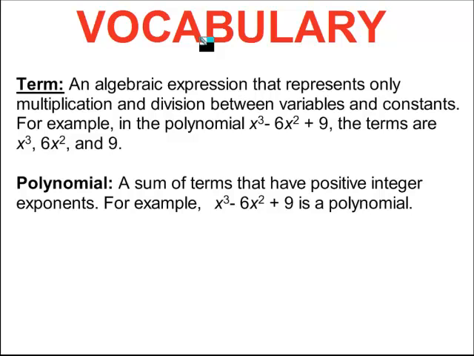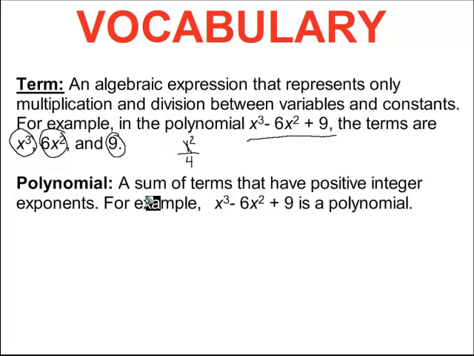So we have a polynomial here, x cubed minus 6x squared plus 9. The terms individually are x cubed, 6x squared, and 9. Okay? Only the multiplication, if we had 1/4, or like this was x divided by 4, that would also be a term, or x squared divided by 4. That would be a term as well. It's only multiplication and division.